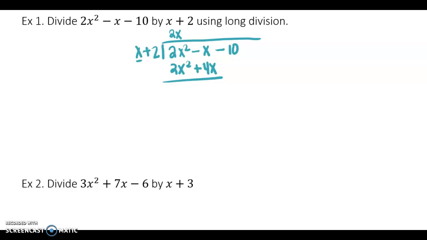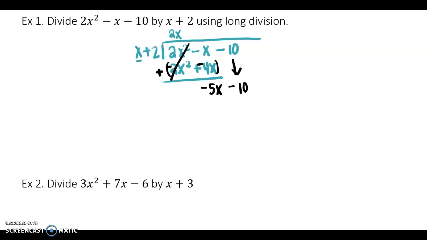And then remember, you're subtracting, right? So you're subtracting this, so you're going to distribute that negative. I like to put it positive and then write negative, negative. So these will cancel out. And then down here you get negative 5x. You bring down the negative 10.